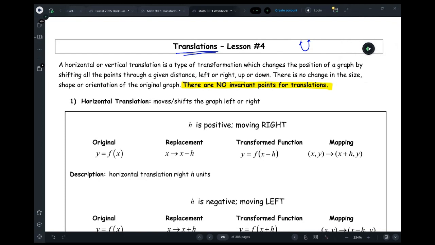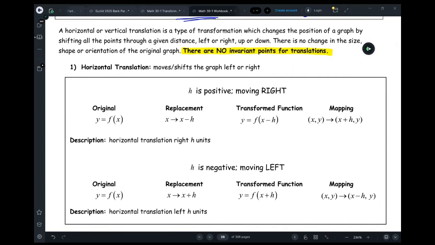So a horizontal translation, we're going to move the graph left or right. I want to make sure that this makes a lot of sense because there's a part of this that can be a little bit confusing. So here we go. We've got our original graph, y equals f of x, and I'm going to replace x with x minus h. For example, I might replace x with x minus 2. So in my function, this is going to look like f of x minus 2. But what that does is it moves the graph to the right.